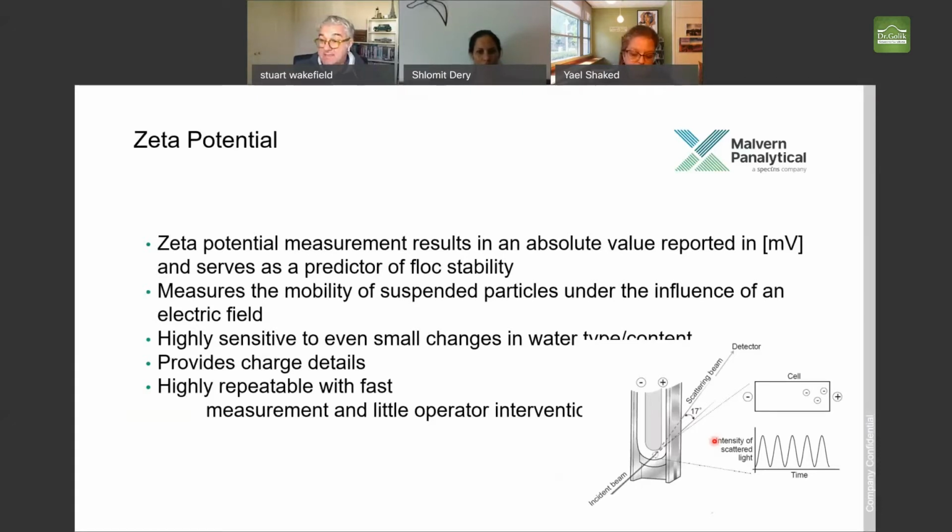Okay, it's highly sensitive. Even very, very small changes in water type or content, it gives us all the information on the charge details, so it helps us to understand what kind of chemicals we may need. Highly repeatable, very fast measurement, and obviously can be done with little or no user intervention.